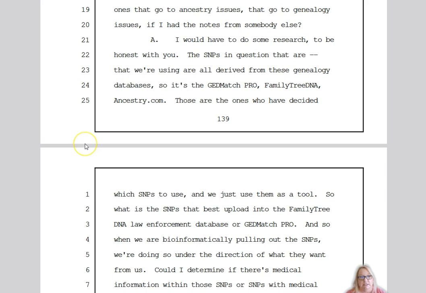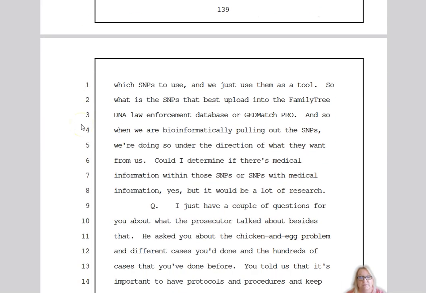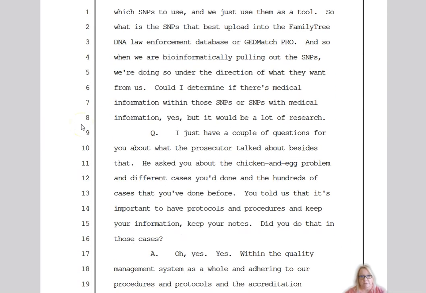So he says, looking at those notes, the SNPs that we're using are derived from databases. So it's GEDmatch PRO, FamilyTree, Ancestry.com. Those are the ones who have decided which SNPs to use, where on the clothesline, where on the genome. And we just use them as a tool. It says, look here, look here, look here.